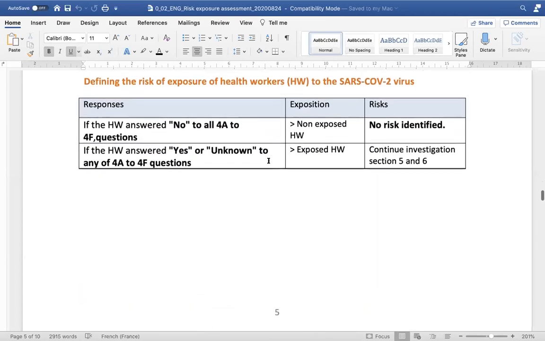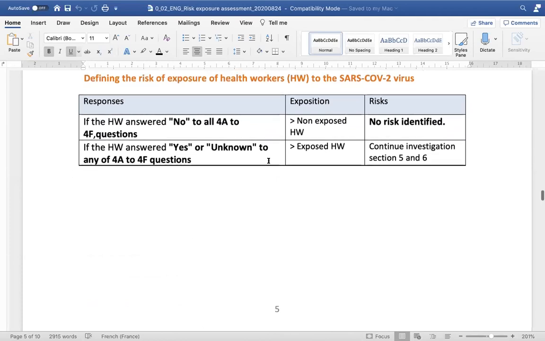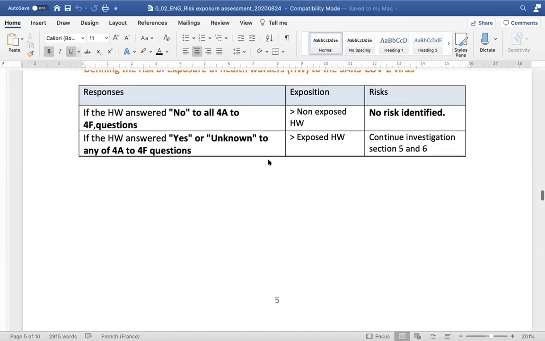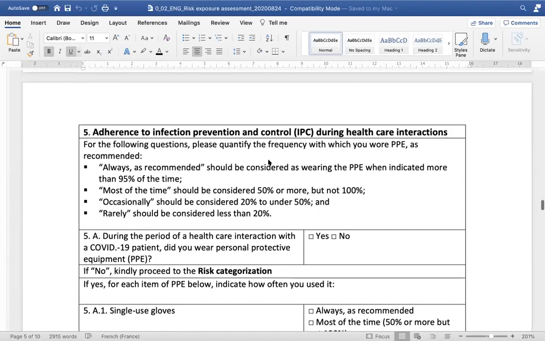So in this case, if you've answered no to all the questions, then you are not exposed to COVID, and so there is no risk. You're not at risk of COVID infection. However, if you've answered yes to any of 4A to 4F, then you're likely exposed. So we want to know, while you were exposed, were you compliant with the IPC practices or not? So scroll down, please, Nancy.